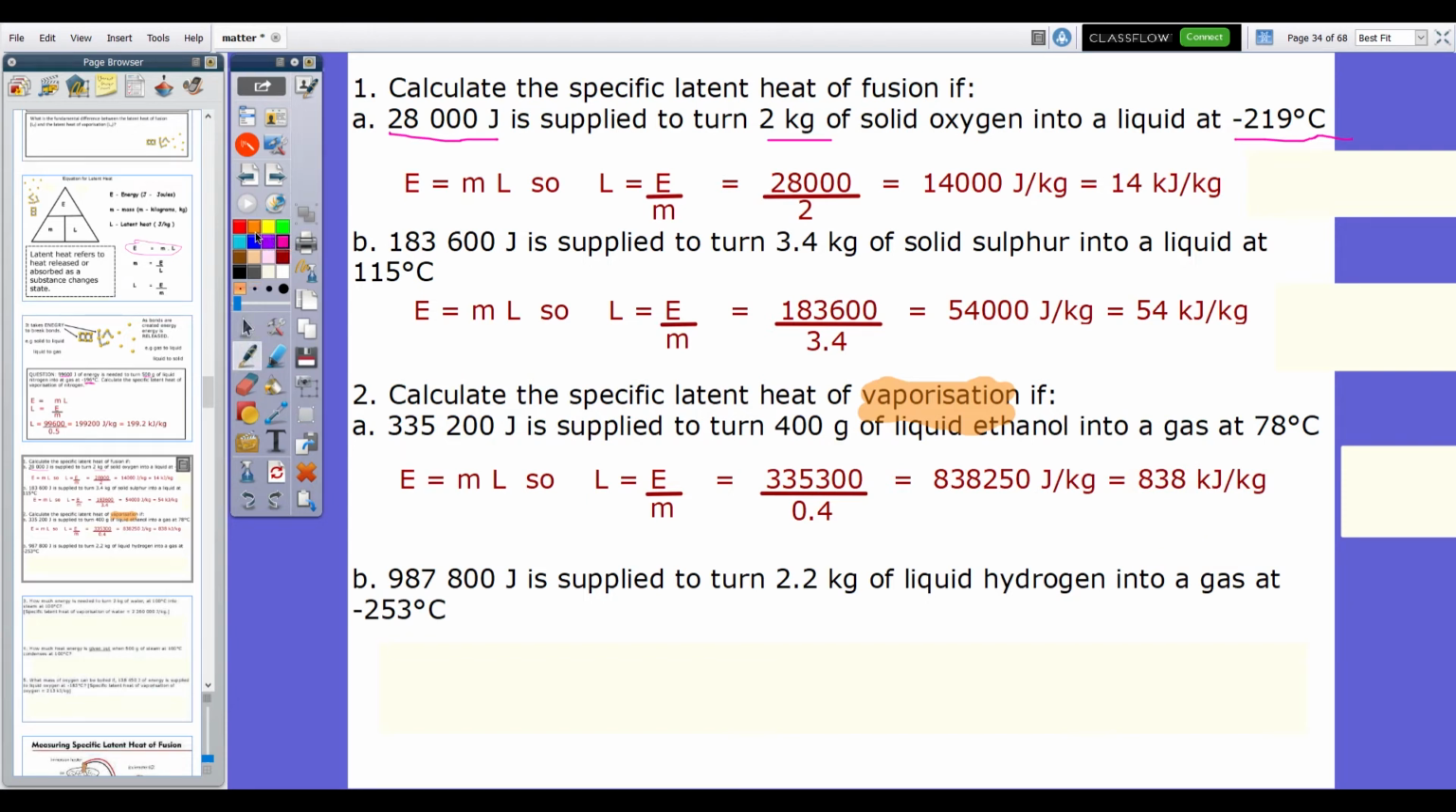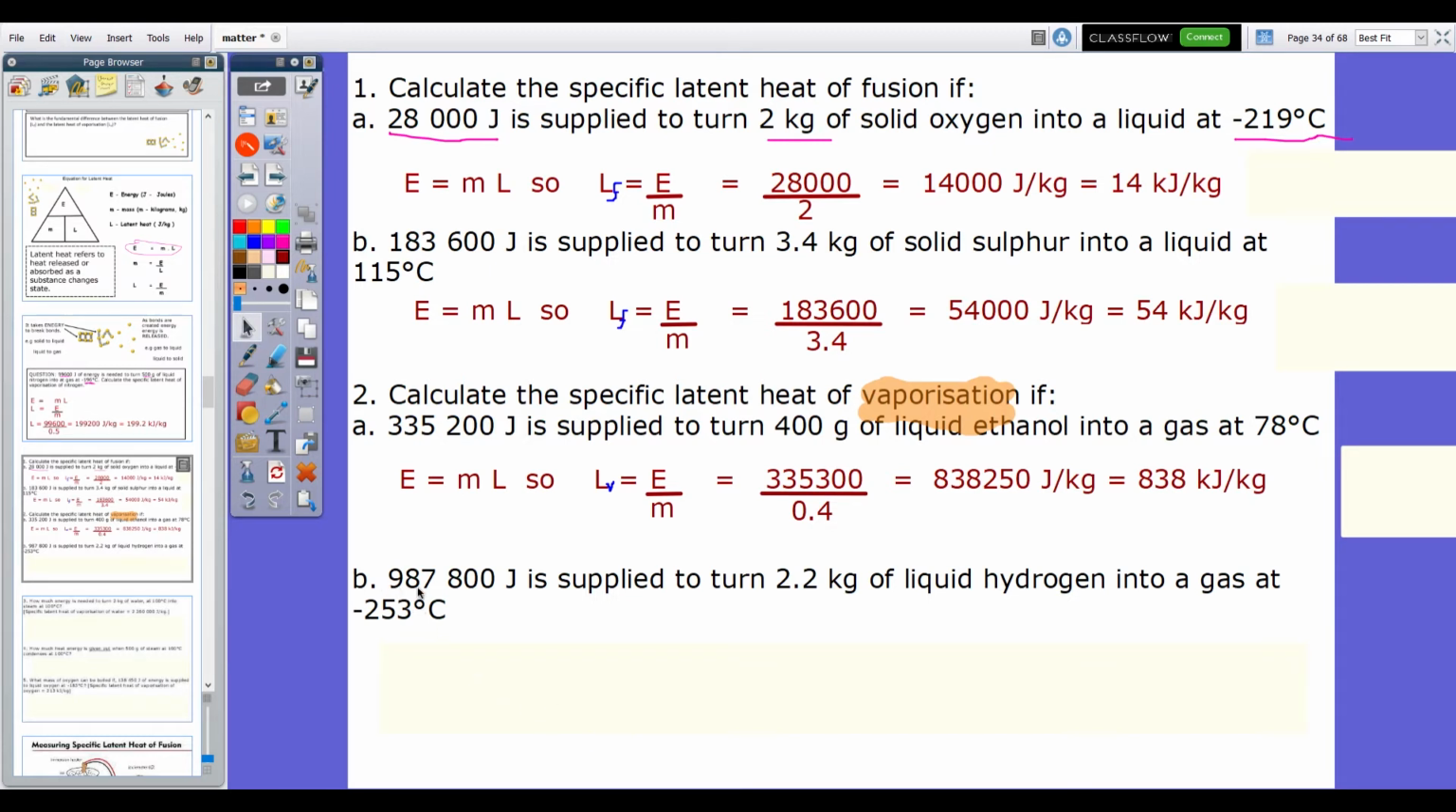Sometimes you might see this written instead of this L here. For the vaporization, they'll do a little V here, and for the fusion, they'll do an F. It's often not necessary because the context of the question tells you whether you're doing LV or LF. But if you want to add that, that's fine.